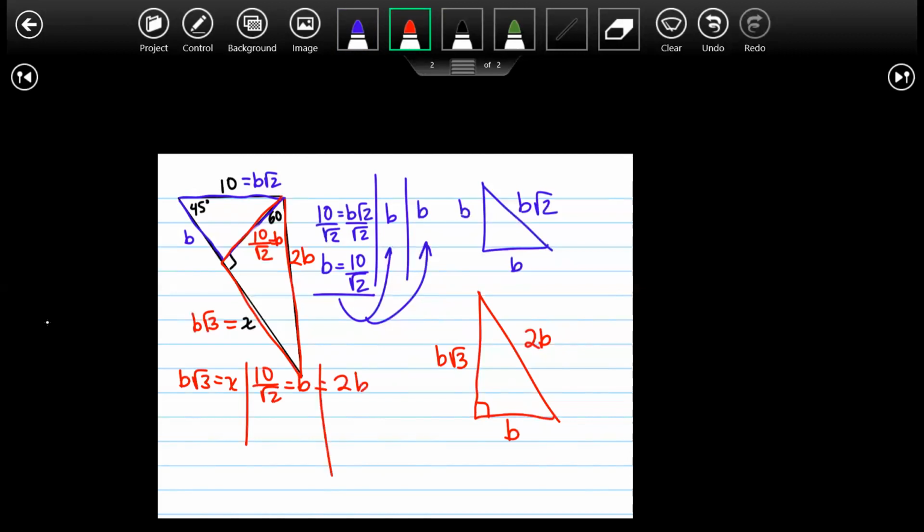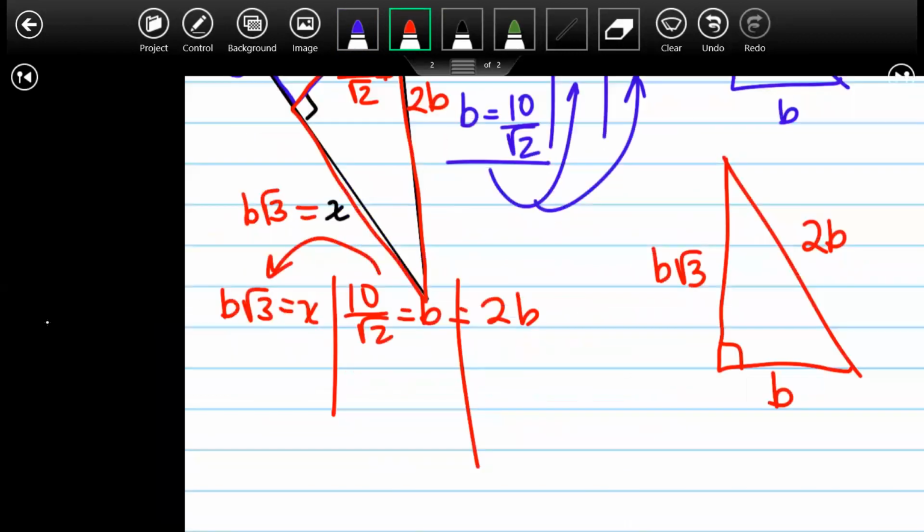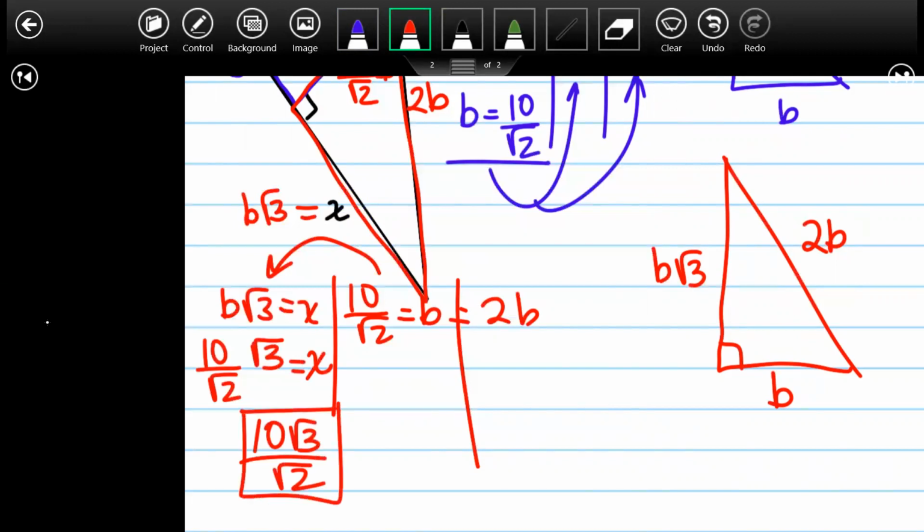The hypotenuse is what we don't need to solve for. What we do need to do is plug in our b term into this other equation. So when we do that, we're going to get 10 over radical 2 times radical 3. Again, we can't simplify anything out because they're not like radicals. So 10 radical 3 over radical 2. This is our answer.